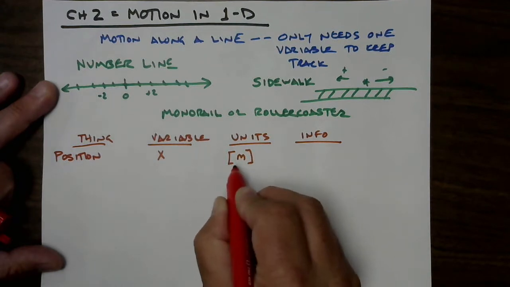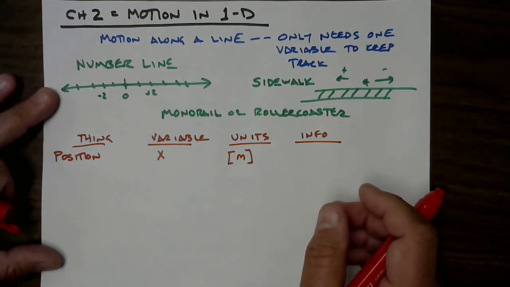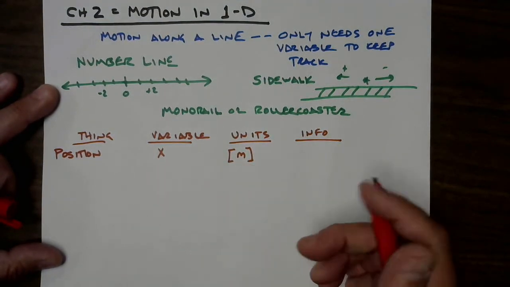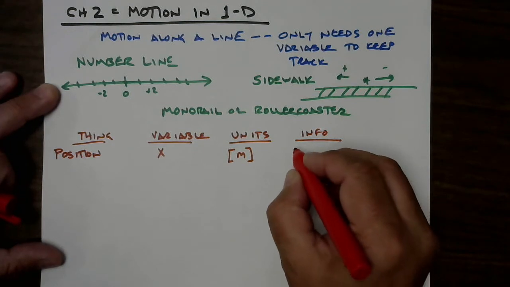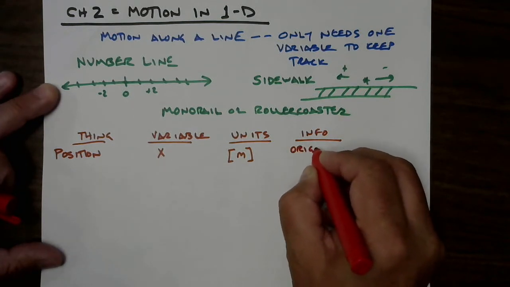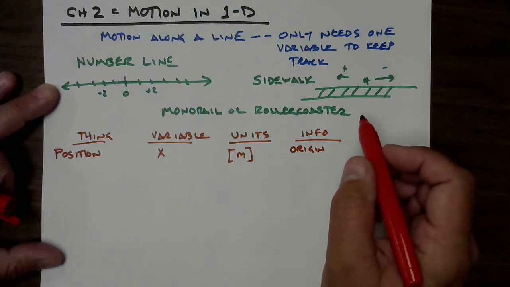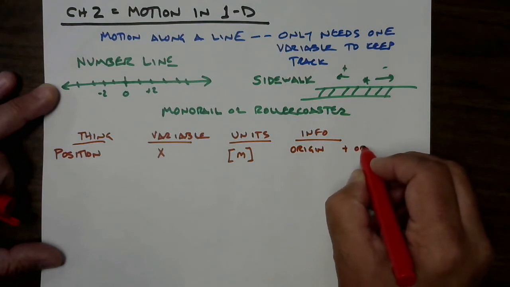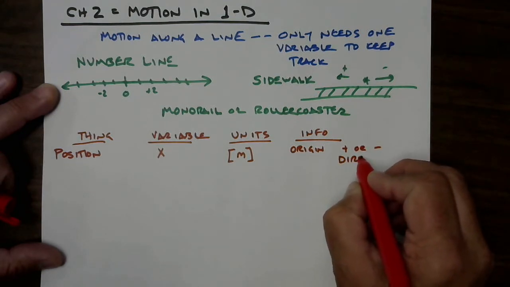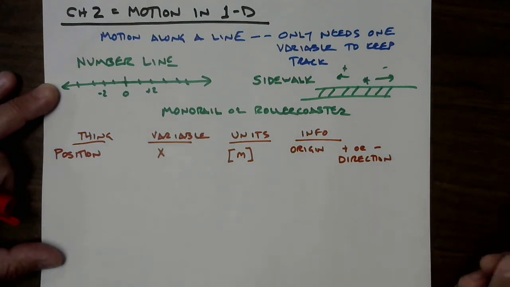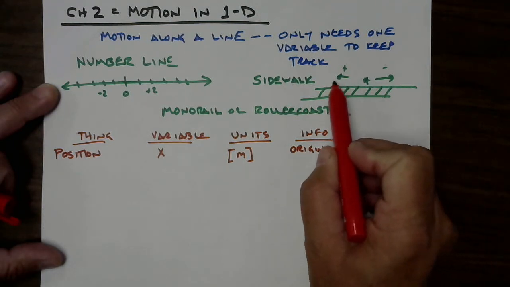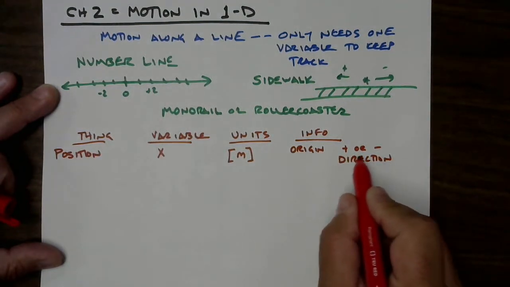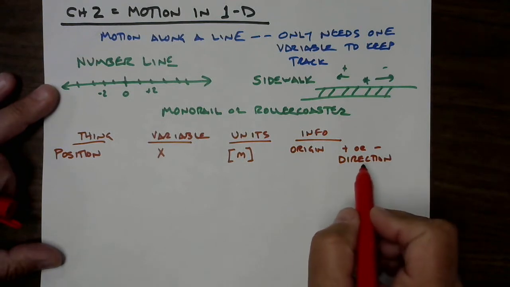Now, I use square brackets whenever I'm talking about units in this class. So square brackets around the m means the units for X will be meters. The info about this is we need to consider the origin. You probably should tell somebody where the origin is so that they know if you say, hey, 3 meters, 3 meters from where? Also, this could be plus or minus, which indicates the direction. So as we had in the sidewalk example, positive on this side, negative on this side. In the number line example, positive on this side, negative on that side. So there could be a plus or minus on the number to indicate the direction.